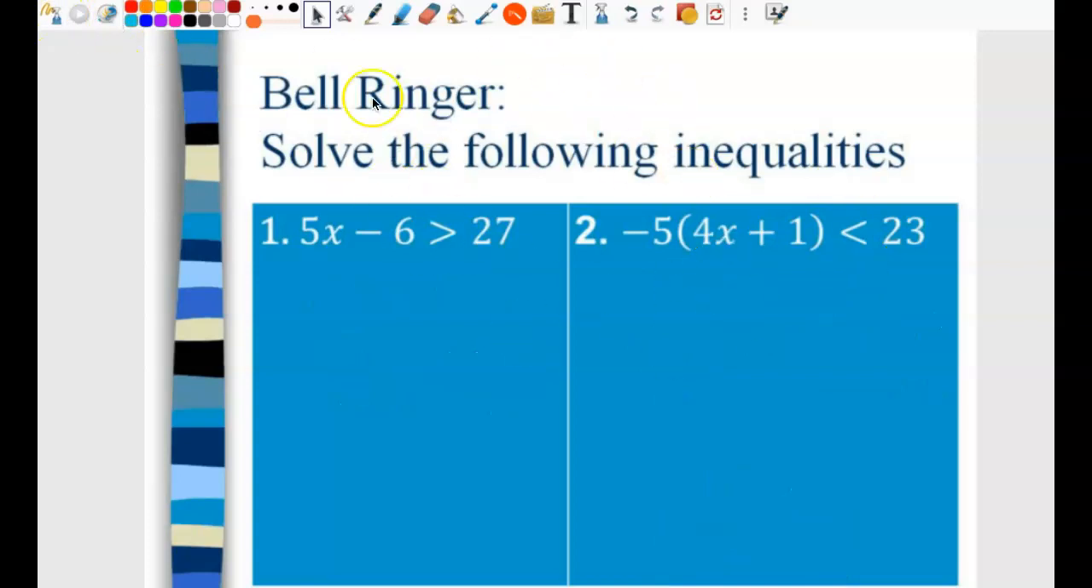So part of that is understanding inequalities. So go ahead, take a minute and solve for x in both of these examples. And remember that if you divide by a negative, your inequality changes direction. So go ahead, take a minute and solve for x.